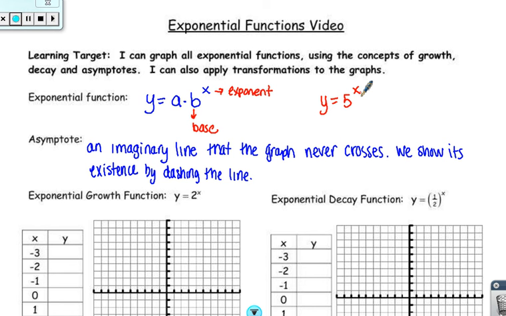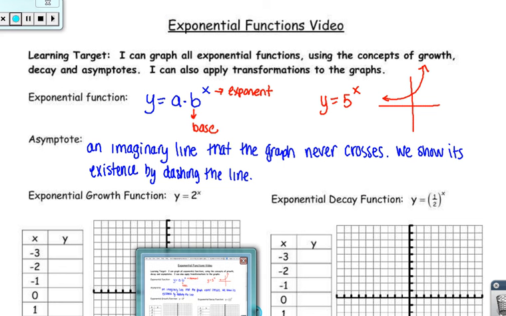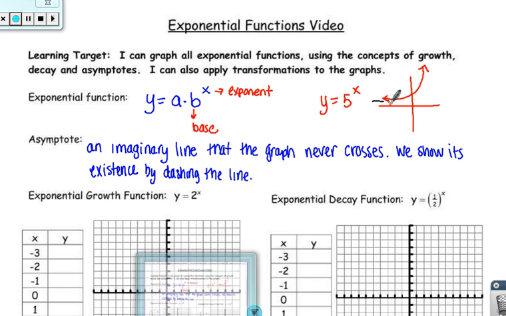So when you're graphing an exponential function, there's an asymptote. And that's an imaginary line that the graph never crosses. We show its existence by dashing the line. So if I were going to graph my y equals 5 to the x, exponential functions take this shape. The asymptote would be a line like this, to where the graph never goes below that line.